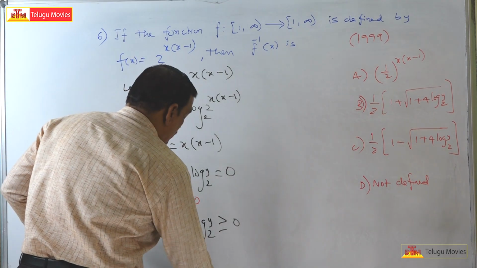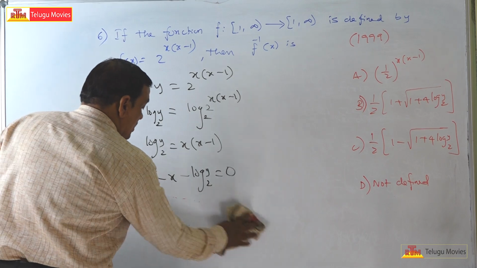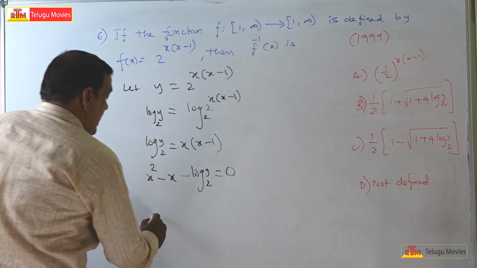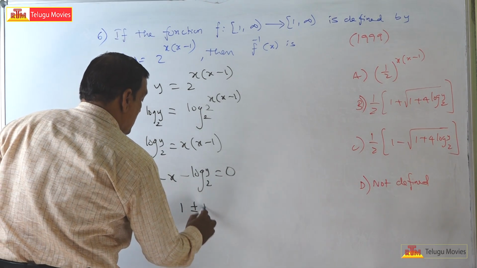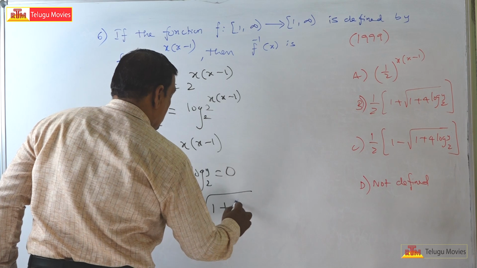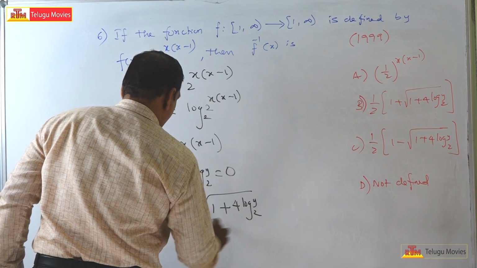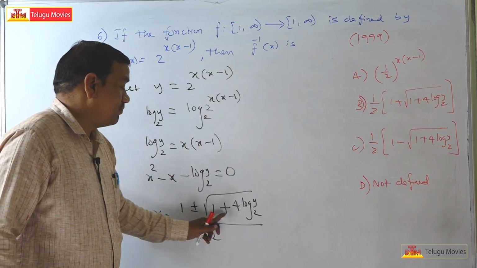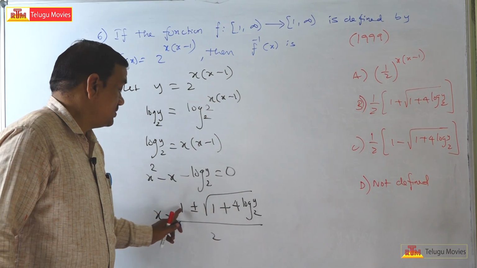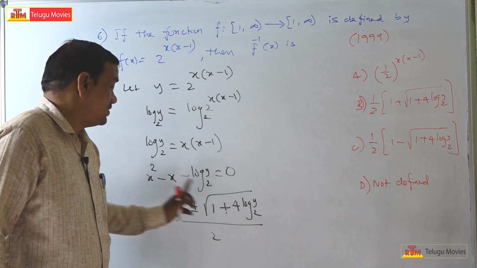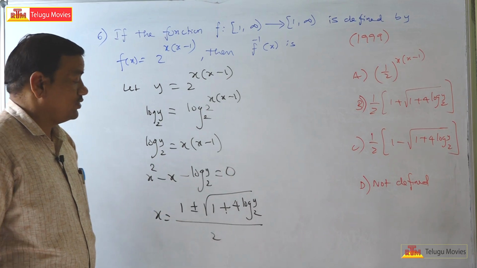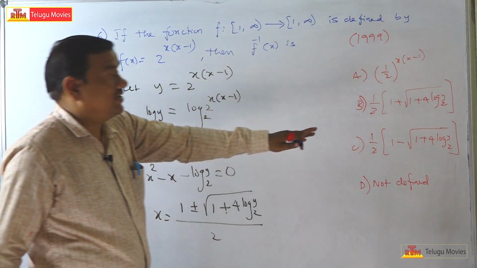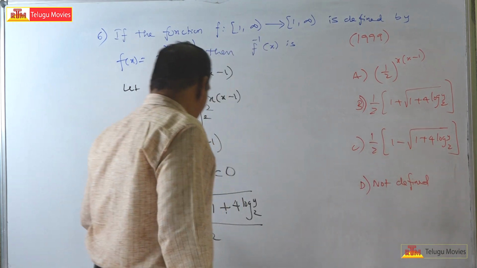Now, we will find out the x value. Of course, we know that to find the inverse function, we want the x value. That's why x is equal to minus b plus or minus root of b square minus 4ac upon 2a. So, x is equal to 1 plus or minus root of 1 plus 4 log y to the base 2, upon 2. Here plus or minus is given, so both answers are given.